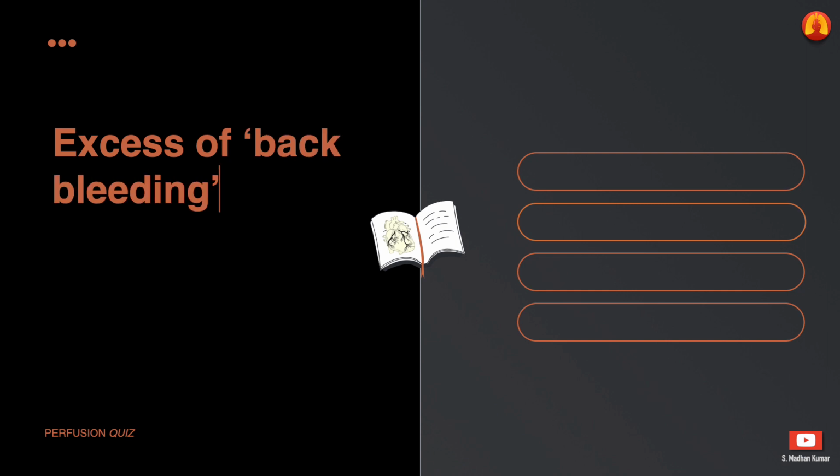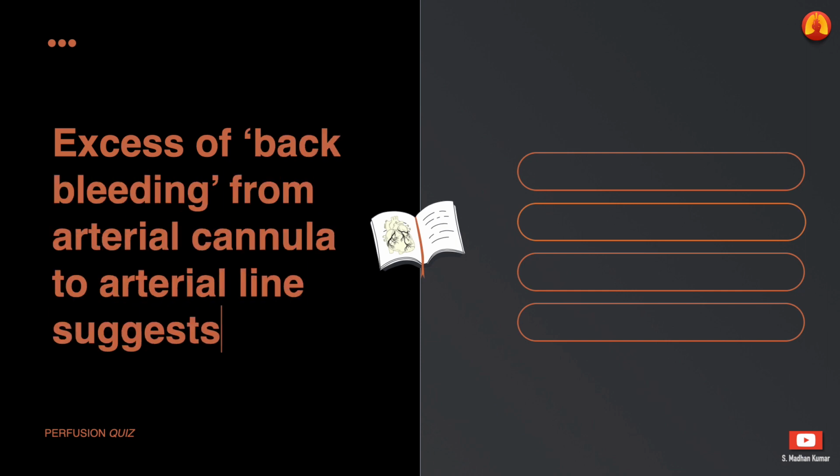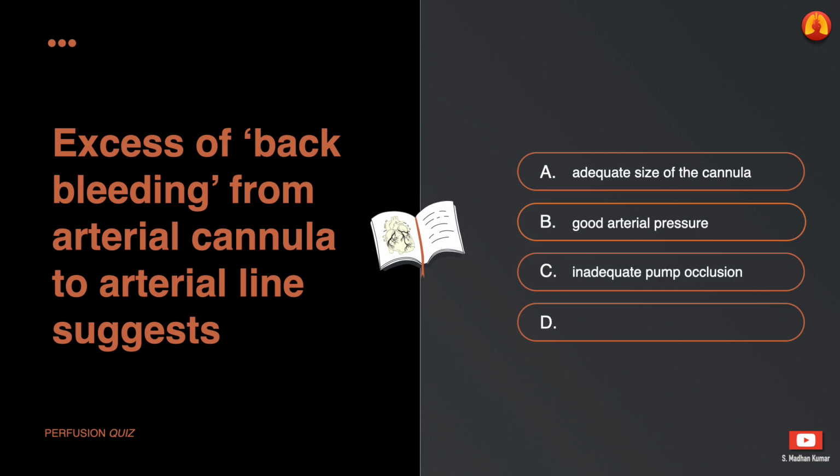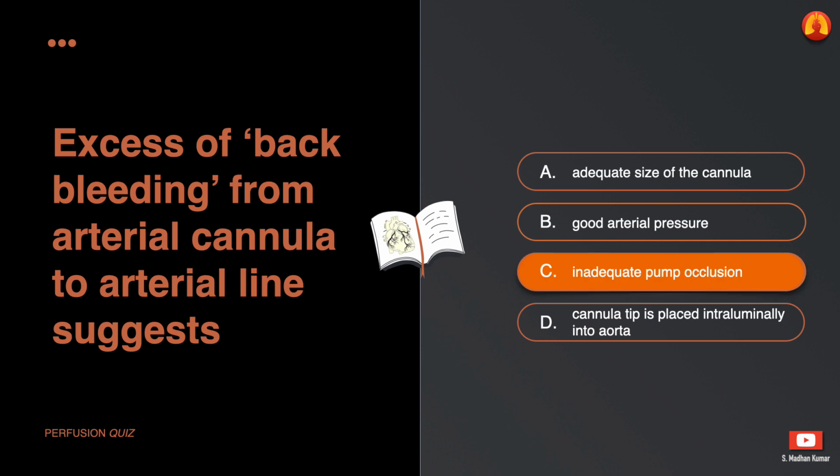Excessive back bleeding from arterial cannula to arterial line suggests A. Adequate size of the cannula. B. Good arterial pressure. C. Inadequate pump occlusion. D. Cannula tip is placed intraluminally into aorta. The correct answer is inadequate pump occlusion.